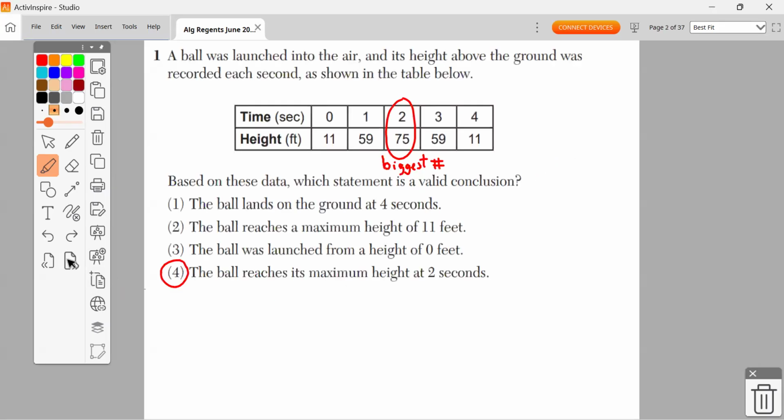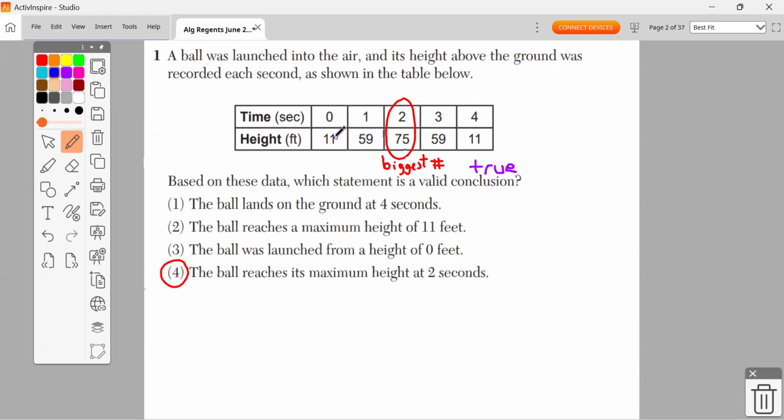In question number 1, a ball was launched into the air and its height above the ground was recorded each second as shown in the table below. Based on the data, which statement is a valid conclusion? They want to know which statement is true. So 3 of them are false. 1 of them is true. So when we take a look at choice number 4, that's the correct answer. All right. The ball reaches its maximum height at 2 seconds.